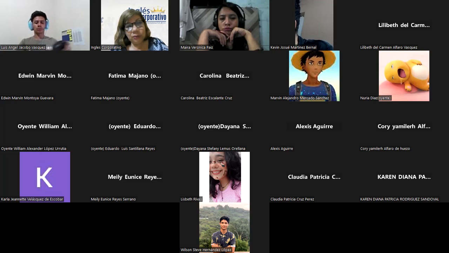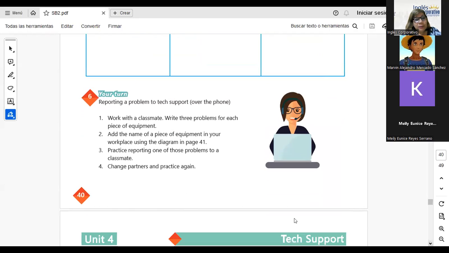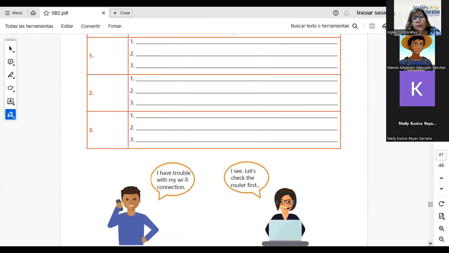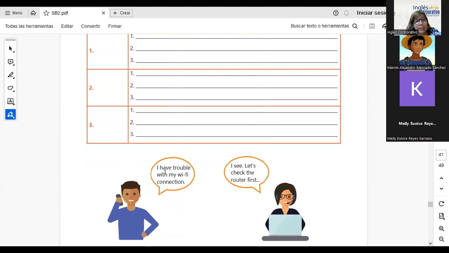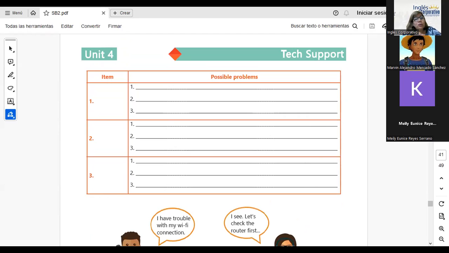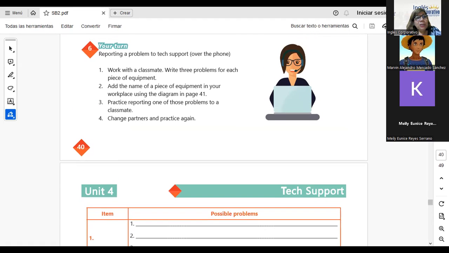The last exercise is this one. Okay, we were on page number 40. Now we are on page number 41. On page number one, look at this guy. Say, I have trouble with my Wi-Fi connection. I see. Let's check the router first. Okay, remember that Karen talked about the router. Okay, now do this.